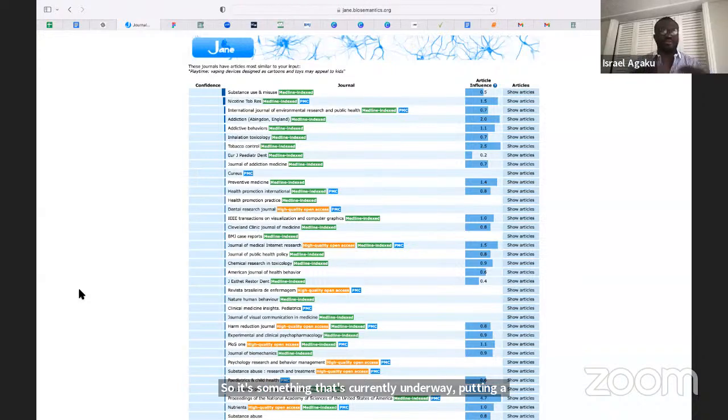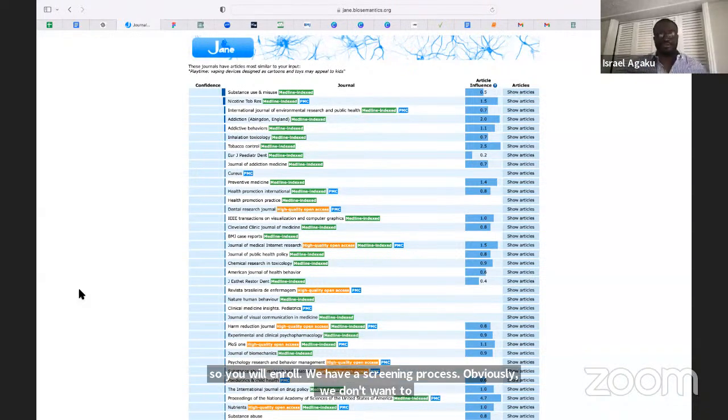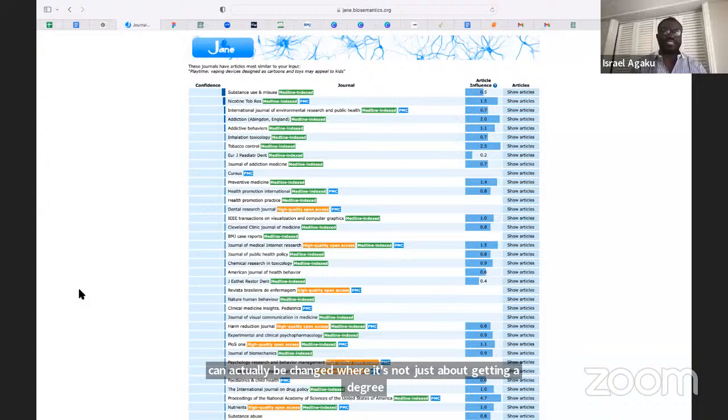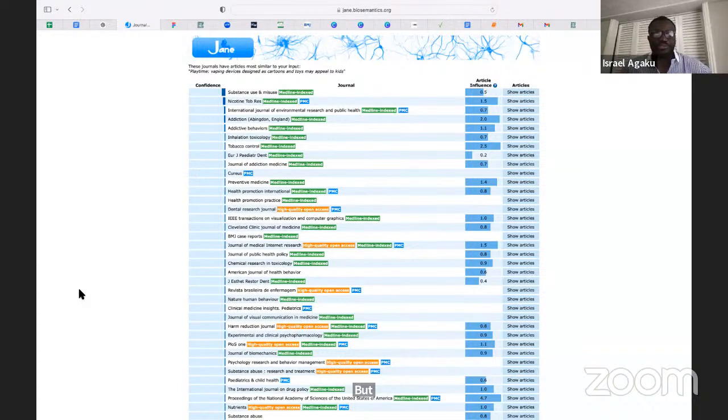And so you will enroll. We have a screening process. Obviously, we don't want to recruit a huge crowd of people. We're looking for people who are very driven, and we just want to develop a model and prove that education can actually be changed, where it's not just about getting a degree, but you can provide education in ways that are life-changing, right? So that's the whole idea behind what we're trying to achieve.